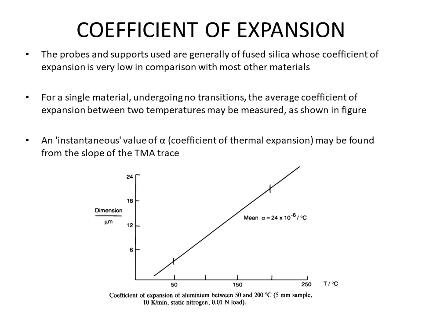So the first property which we can measure using TMA technique is the coefficient of expansion. The probes and supports used are generally of fused silica. We have already discussed in the instrumentation of TMA that probes are used to exert some force, while supports are used to support the samples. So both of these are made up of fused silica.